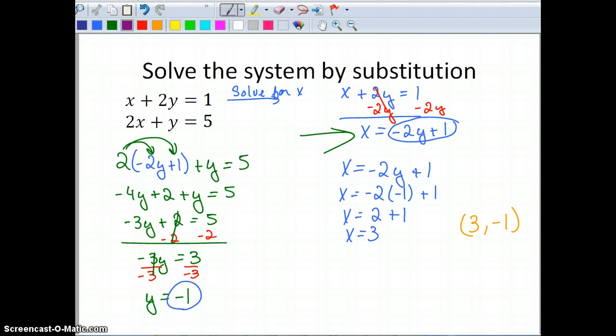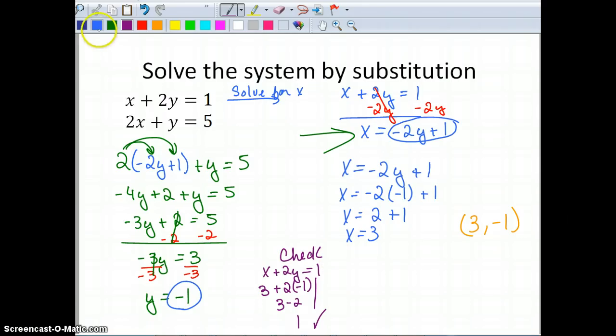But one thing that I always want to do is I want to check my solution. Make a little box down here to check my work. So for the first one, I have x plus 2y is equal to 1. My x value is 3. Plug in negative 1 for y. I'm going to see if that's equal to 1. 3 plus a negative 2, same as 3 minus 2. Okay, well that gives me 1, so it checks out for my first equation.